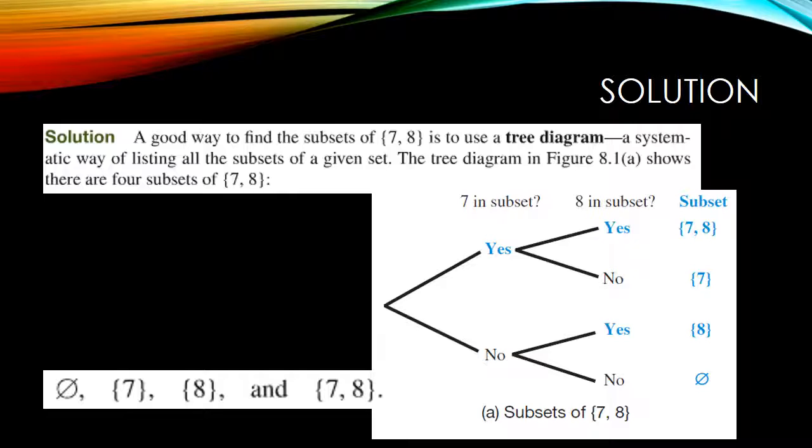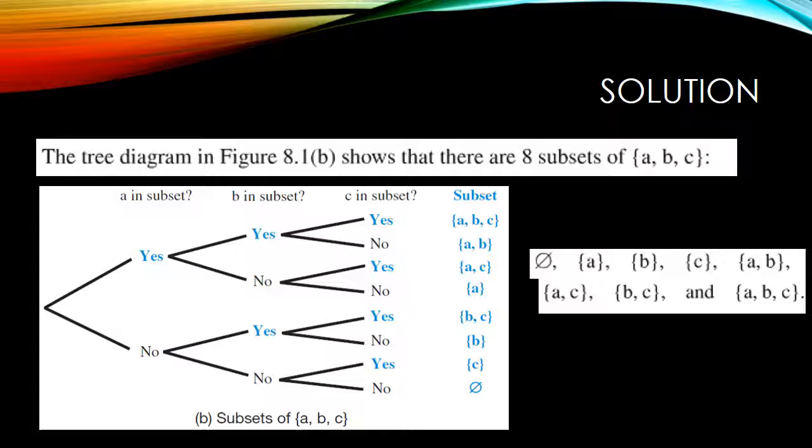Then for each branch for 7, they create 2 more branches for the number 8. It's the same thing: it's either in the subset or it's not. At the end, you put all that together. We have a subset where 7 and 8 are both members, one where 7 is and 8 isn't, and one where 7 is not and 8 is. Then you have one where neither 7 nor 8 are members, and it's the empty set. So we have 4 possibilities: {7, 8}, {7}, {8}, and the empty set.